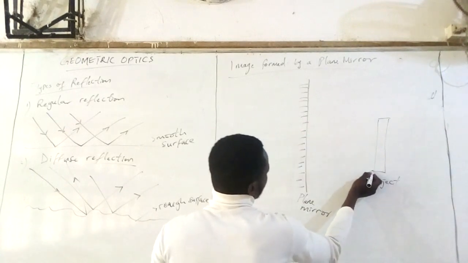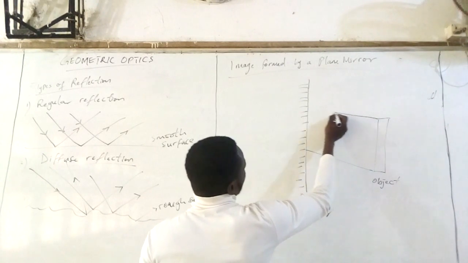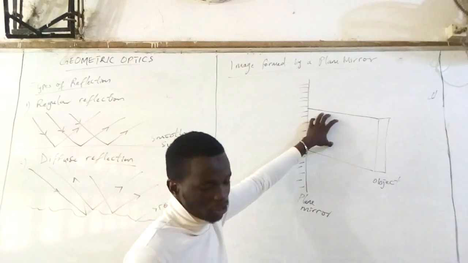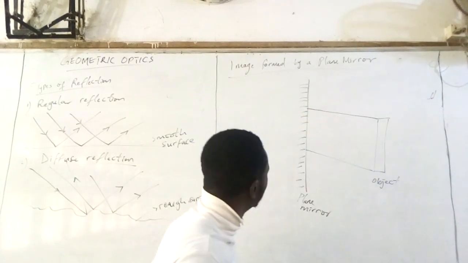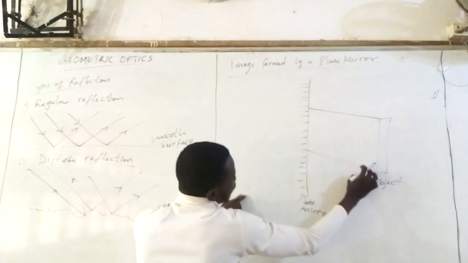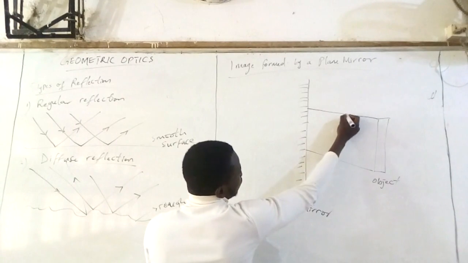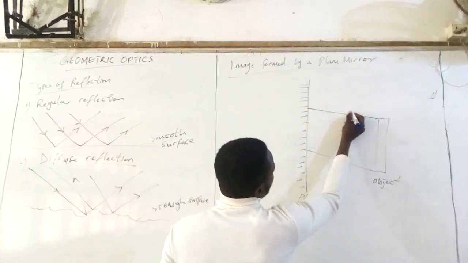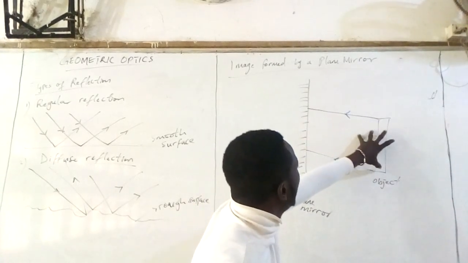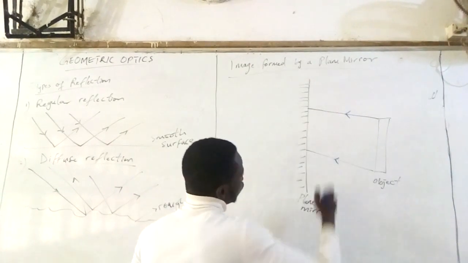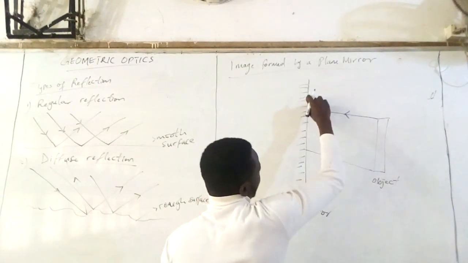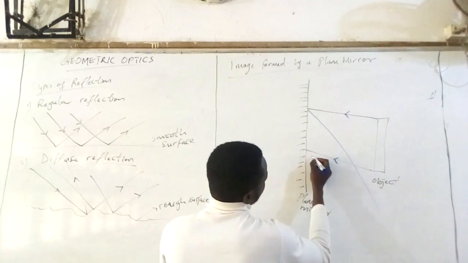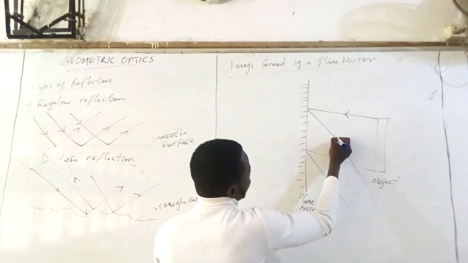So this is a ray of light. These are light rays that traveled from that object towards the mirror. Of course, we know that any ray of light that touches a plane surface will always be reflected. So it will be reflected this way.